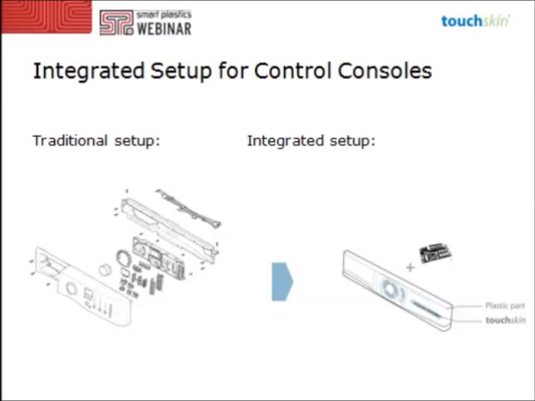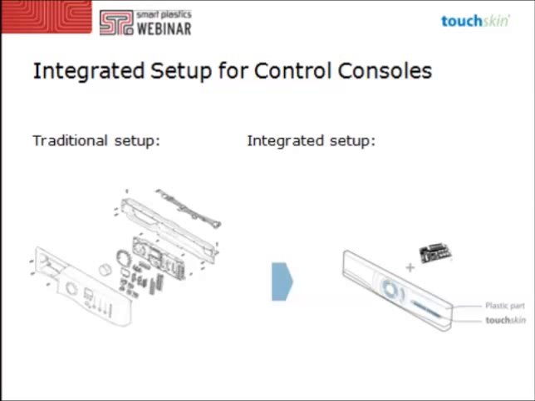So let's go into the technology. We're talking about the integrated setup of control consoles. On the left-hand side, you see the traditional setup of a control console, which shows a zillion single parts. You have the bezel, the front part, which is a plastic part. You see all the light guides, some mechanical molded parts, PCBs, LEDs, components, wiring, cabling, and so on.